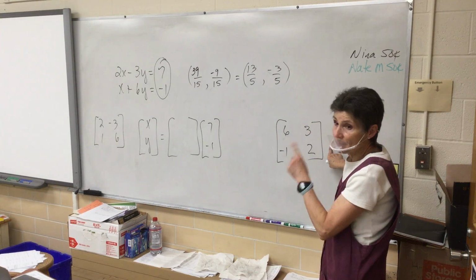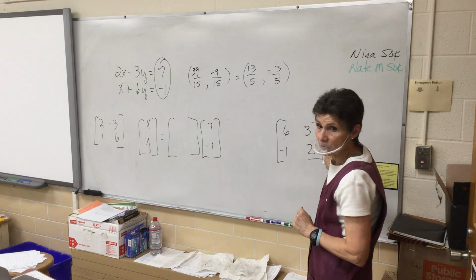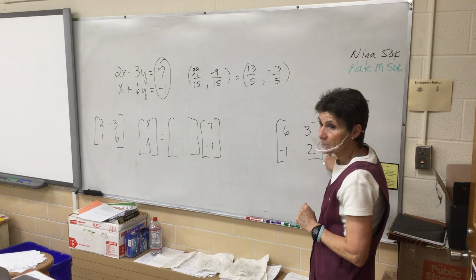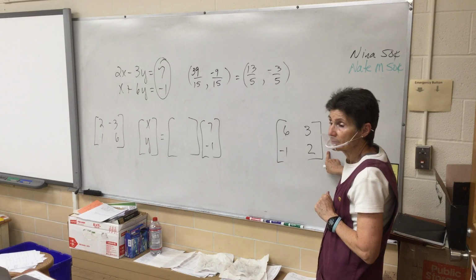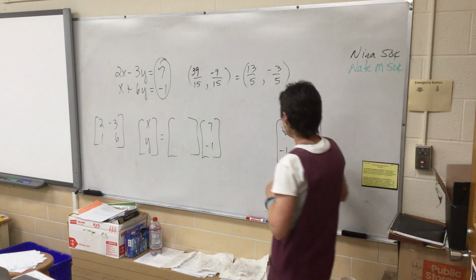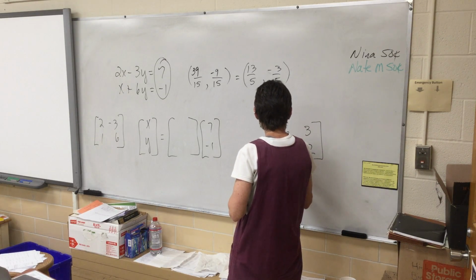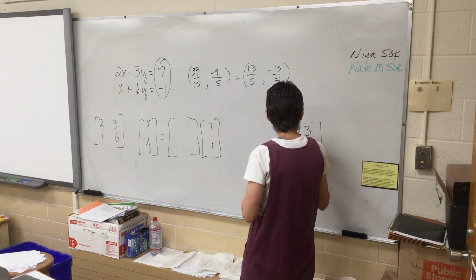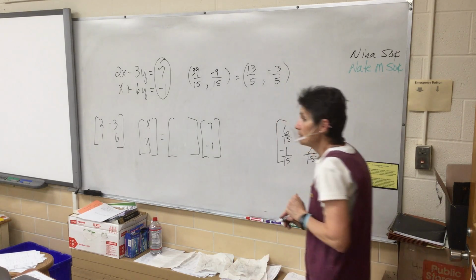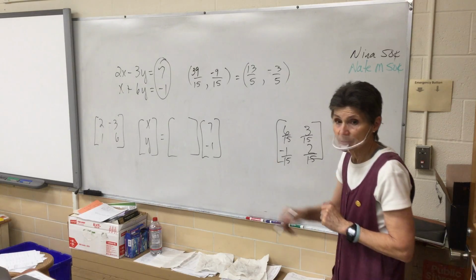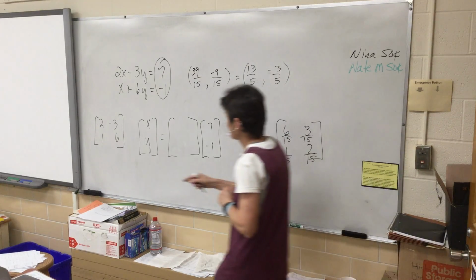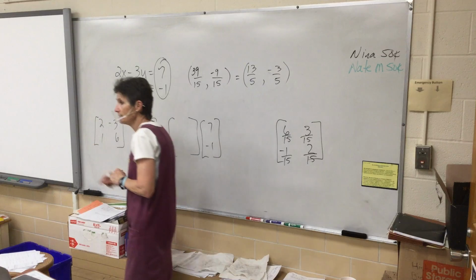But that by itself is not the inverse, right? What do I have to do to that? Divide it by 15. They all get divided by the determinant. And I already did the determinant in the previous problem, so I know it's 15. 12 minus -3.